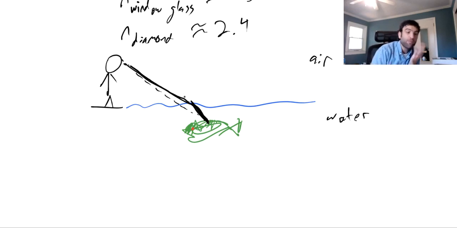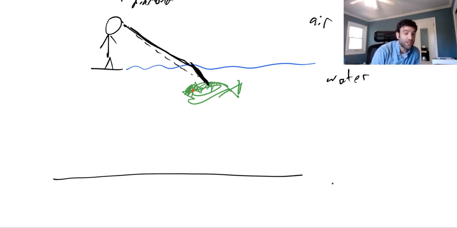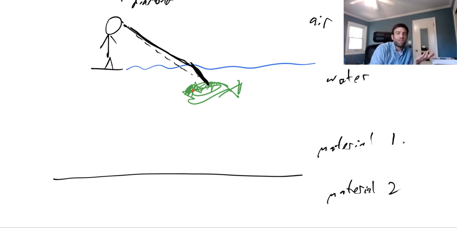And the precise details, how far away from this straight line path the light actually travels, is given by something called Snell's law. So the idea here is, suppose I have a surface, so this is material 1, and this is material 2. Material 1 might be air, material 2 might be water, or air and glass, or water and then glass. Two different materials where light will travel at different speeds through it.